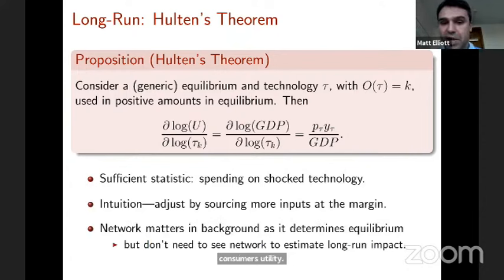What this theorem says is that a sufficient statistic for thinking about the impact of shocking a technology is the amount that's spent on that shocked technology. The structure of the production network only matters insofar as it influences that number. And there's a nice intuition for the result, which is that in the long run, if I have this TFP shock, what I'm going to be able to do is go out and source a little bit more of all my inputs. Now I produce less with a given amount of input, but I can get a little bit more of those inputs and produce the same amount as I was producing before. How much is that going to cost me? Well, that's going to depend exactly on the value of the industry. We're in a competitive world here, so the costs and the revenues are going to be the same.